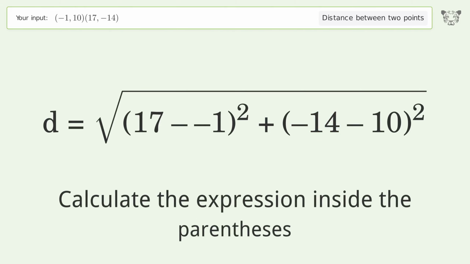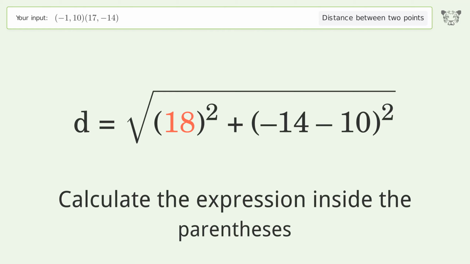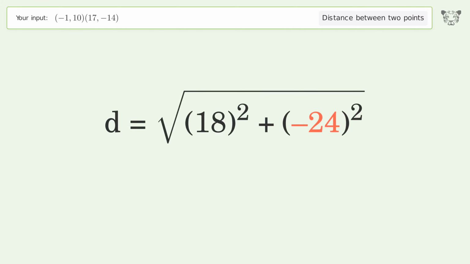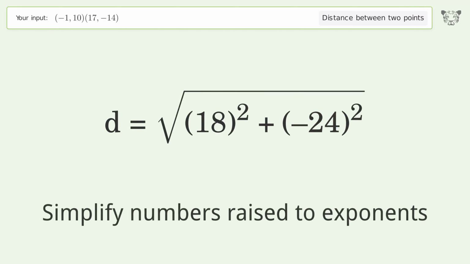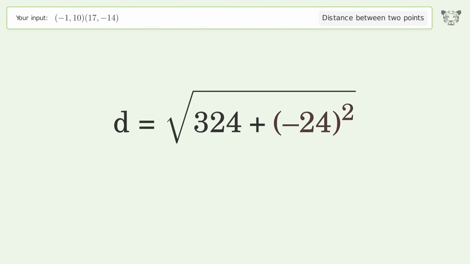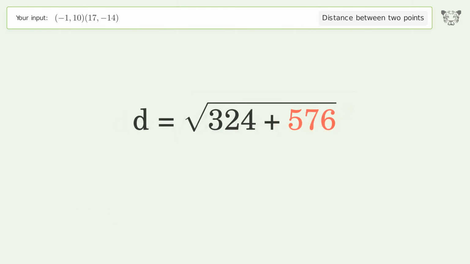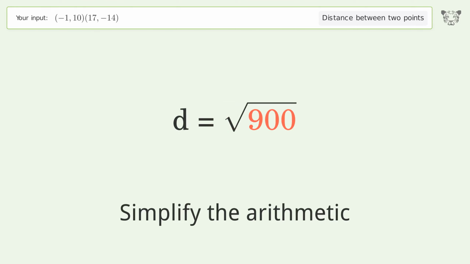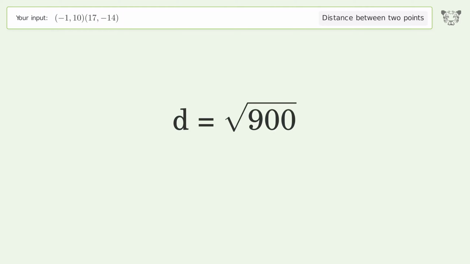Calculate the expression inside the parentheses. Simplify numbers raised to exponents. Simplify the arithmetic. And so the distance between the 2 points is the square root of 900, or 30.